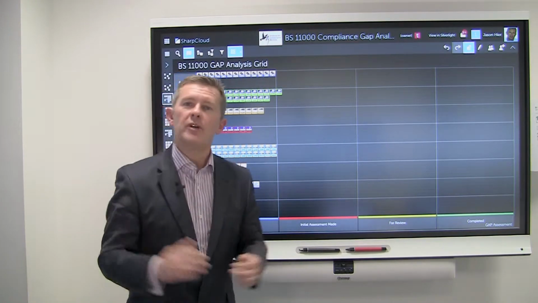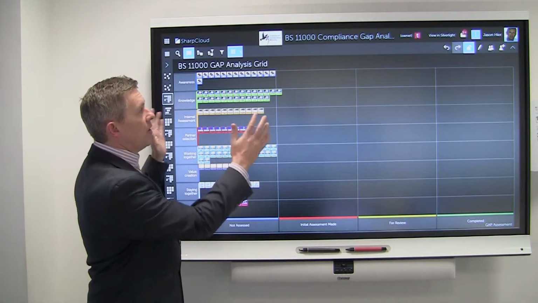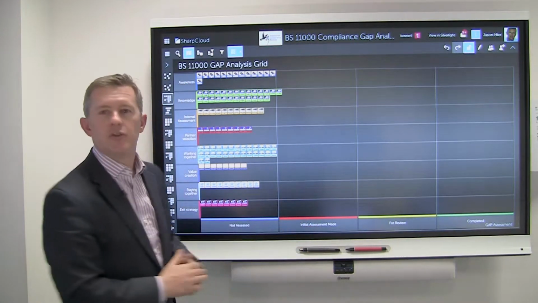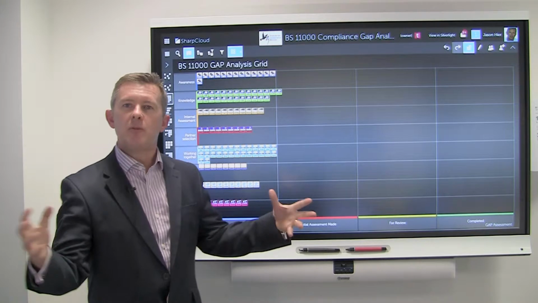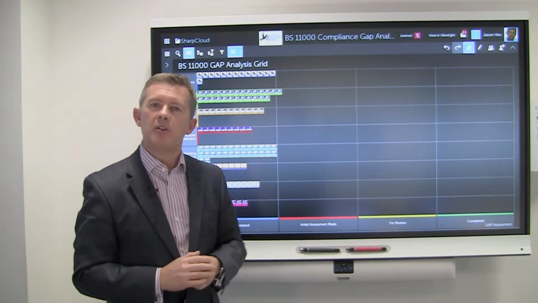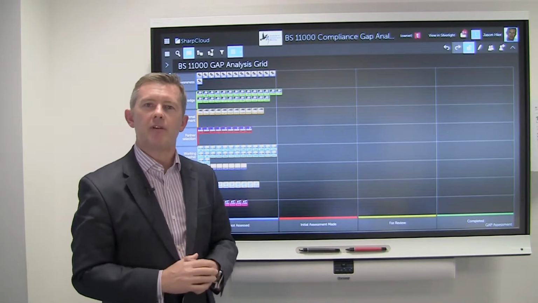One of the ways you can solve that is by using SharpCloud here, which is a visual communication tool supported by Smart's visual collaboration boards, to actually bring people together in a virtual world and yet still get that same experience of working and collaborating together.